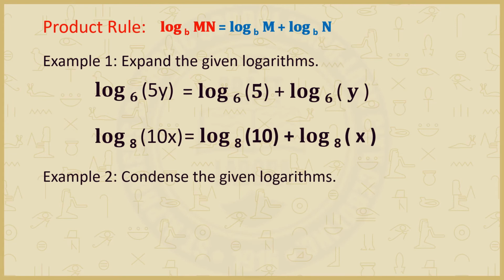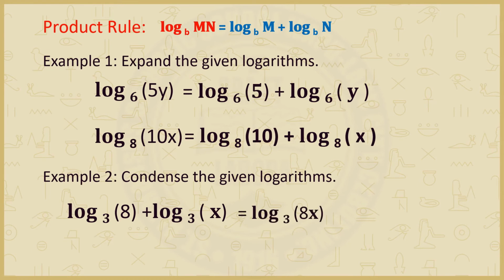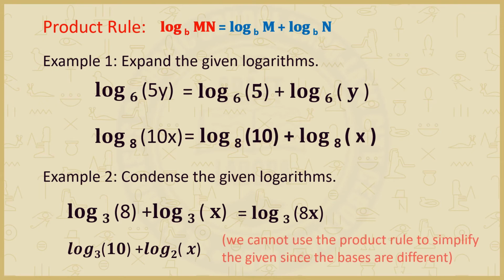Example number 2. Condense the given logarithms. If we have the logarithm of 8 to the base 3 plus the logarithm of x to the base 3, it must be the logarithm of 8x to the base 3. Another one, the logarithm of 10 to the base 3 plus the logarithm of x to the base 2. We cannot use the product rule to simplify the given since the bases are different. Please take note of that.